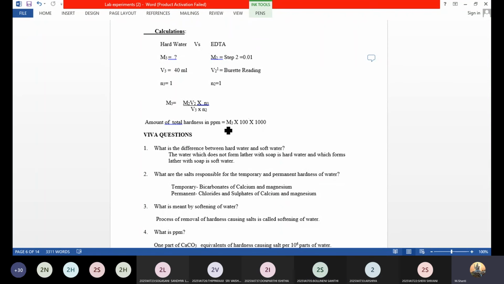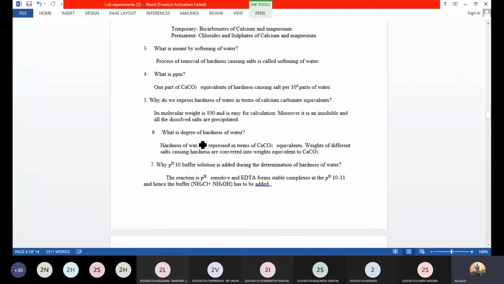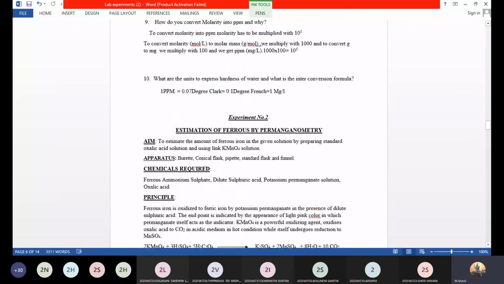Yes, ma'am. Only the tabular columns and calculation part on the left hand side, and everything else should be written on the right hand side. And please do not copy the Viva questions. Don't write any Viva questions in your record book. This is only for your reference. Okay.